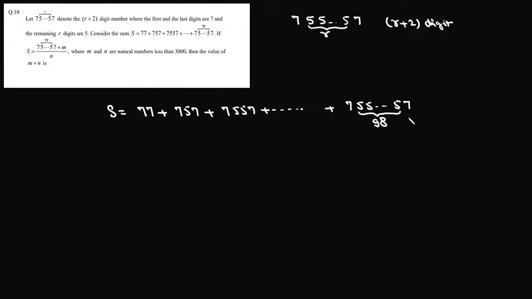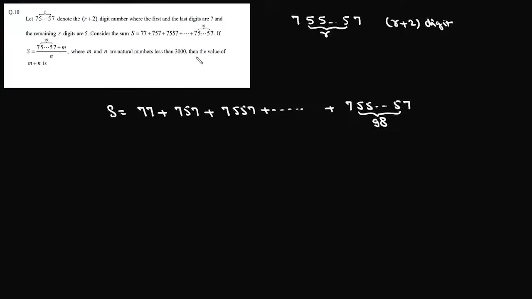Now it says we have to express this sum as 7 and then 99 times 5, 7, plus m by n, where m and n are natural numbers less than 3000. Find the value of m plus n. So somehow we have to solve this series.